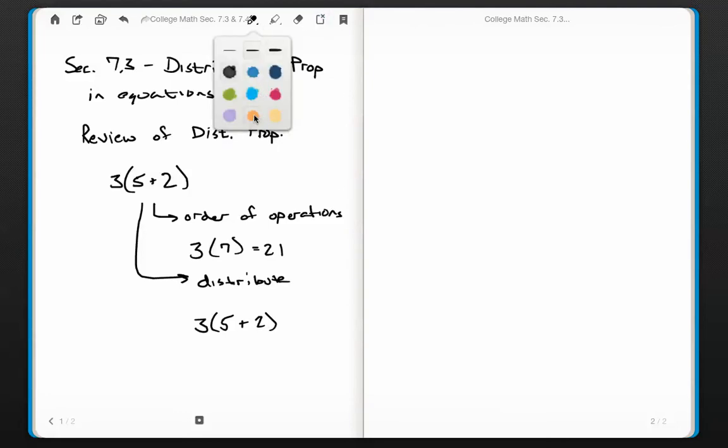When I use this thing, for some reason I tend to get really multicolored. So here, we'll do the 3 times 5 first. We'll do the multiplication here, which equals 15, plus, and then we multiply this guy here, and 3 times 2 is 6. Oh, and sure enough, that equals 21.